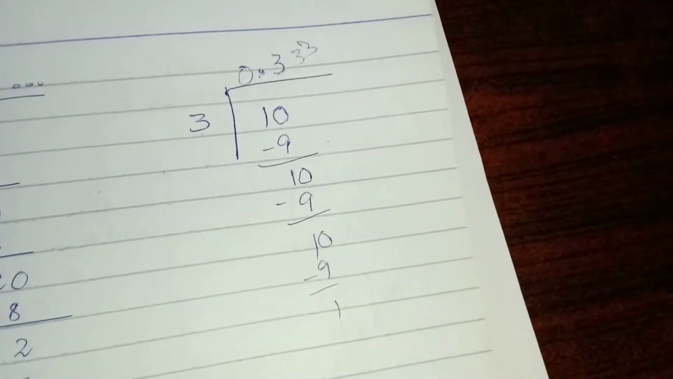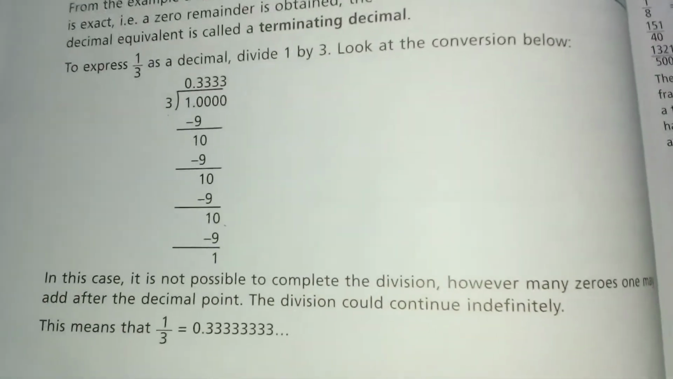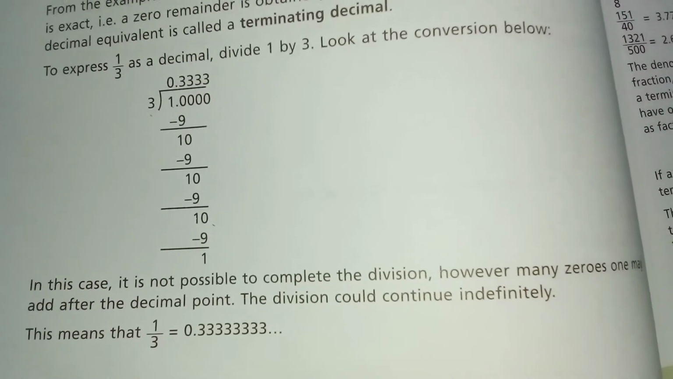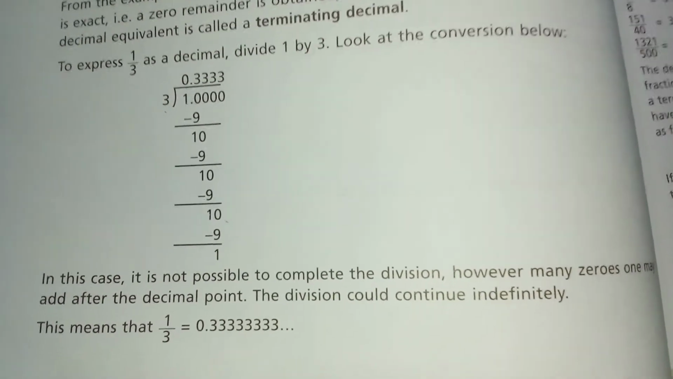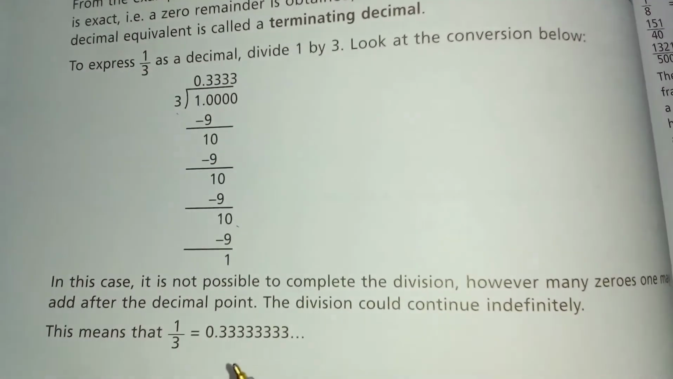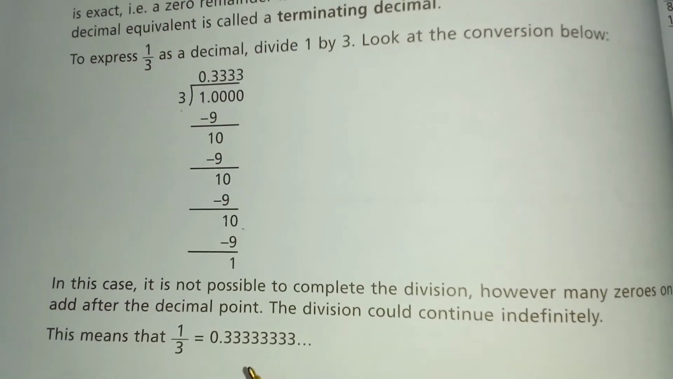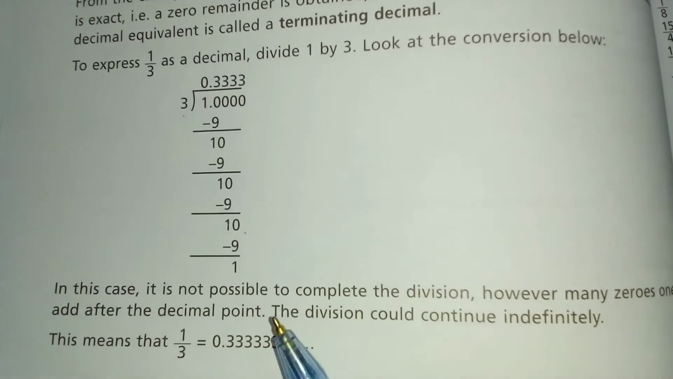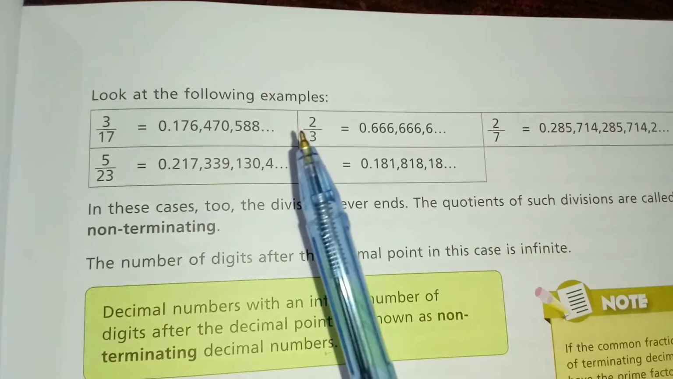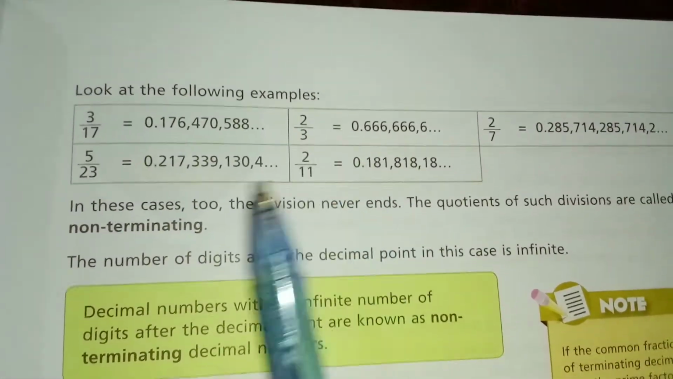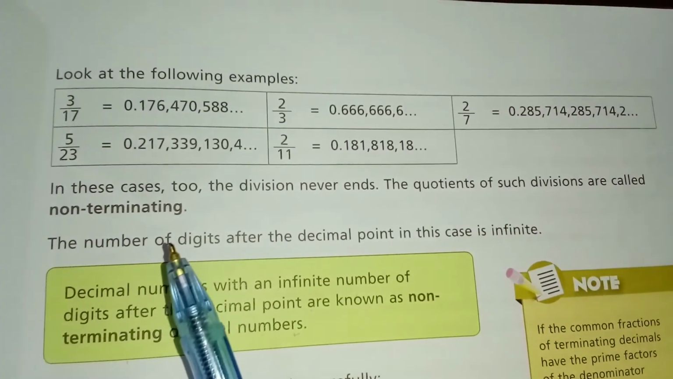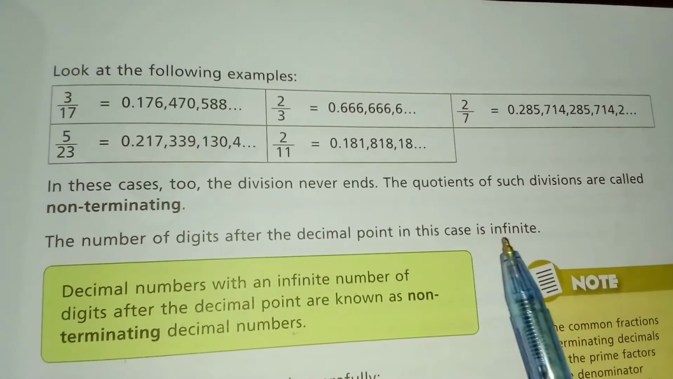This process is not completed. This process continues. So in this case it is not possible to complete the division. However many zeros one may add after the decimal point, the division could continue indefinitely. So 1/3 is equal to 0.333333 and so on. So this process has an infinite number of digits after the decimal point. So this is a non-terminating decimal number. These are some examples of non-terminating decimal numbers. In these cases too, the division never ends. The quotients of such divisions are called non-terminating. The number of digits after the decimal point in this case is infinite.